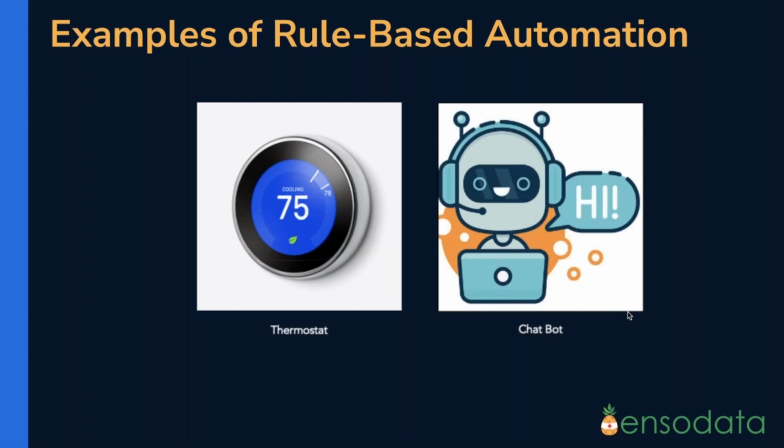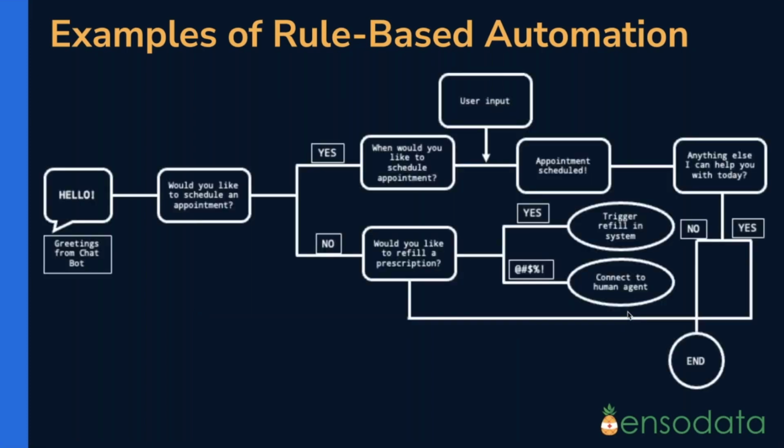Another example that many of you might have interacted with before are chatbots. Now, in order to really illustrate the whole idea behind rule-based automation, I want to dive into this chatbot example a little bit more in depth. So let's say you're interacting with some sort of chatbot from a healthcare provider. You might log into a website and you might be greeted with some sort of greeting message. And then it might ask you a question like, would you like to schedule an appointment?